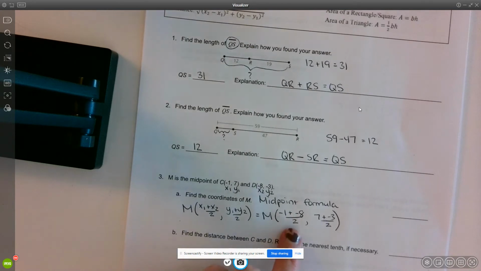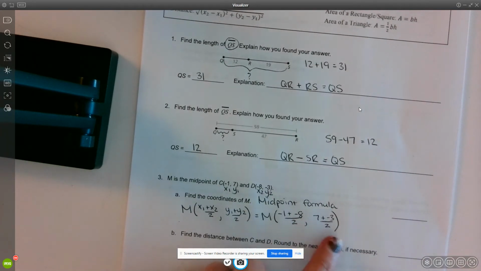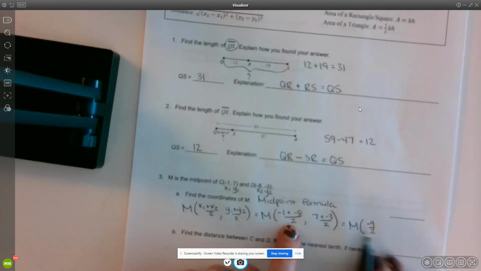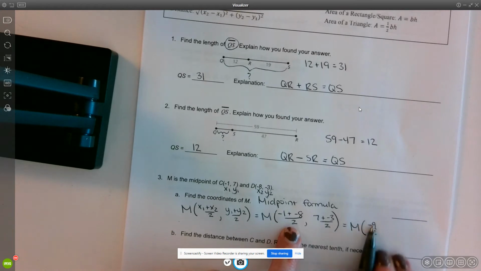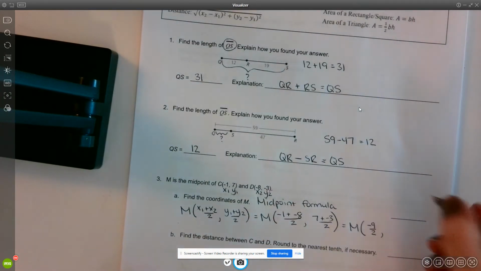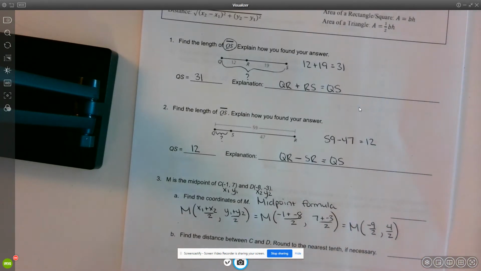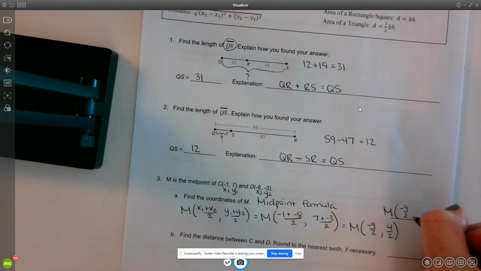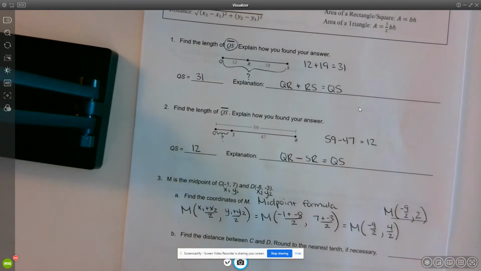So to find the midpoint, I'm going to evaluate these two expressions. So -1 plus -8 is -9. And I could divide that by 2 to get a decimal. I'm going to leave it as a fraction, -9/2. And 7 plus -3 is 4. And 4 divided by 2 gets me 2. So my final answer, I'm going to keep -9/2 as a fraction, and 4 divided by 2 is 2.